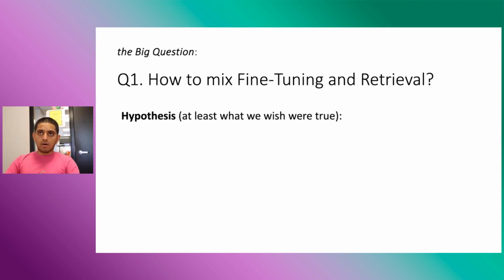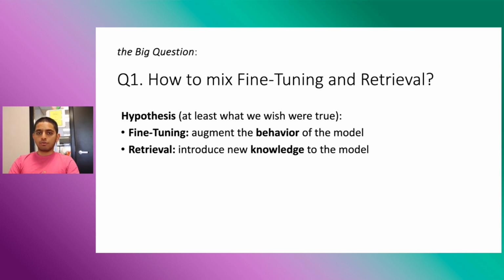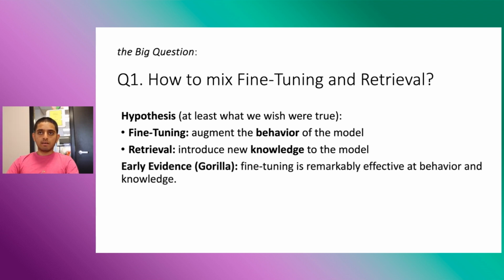So the hypothesis, or the wisdom of the crowd, is that fine-tuning is used to augment the behavior of the model, and retrieval is used to introduce new knowledge to the model. And by fine-tuning, here I include techniques like RLHF or even just self-instruct tuning. But what we find is that fine-tuning is remarkably effective at both behavior and knowledge, except retrievers are quite inaccurate. And so the solution is to use something that we introduced called RAT, which is retrieval-aware training.